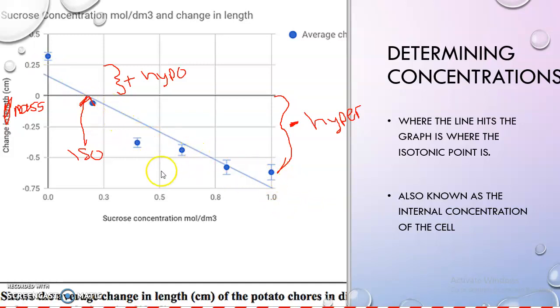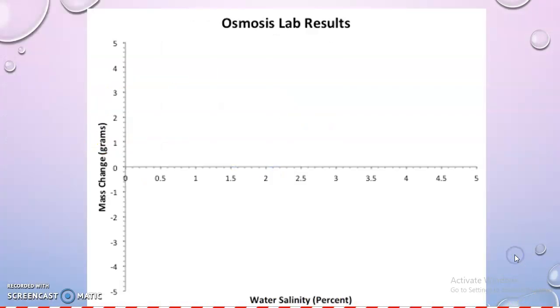And you'll notice that we never get exactly on this 0 mark. Instead, we use our line of best fit to see where it would cross the x-axis, where it would be 0, so we can figure out what our internal concentration or our isotonic point is that way. So we can do a couple practice problems here.